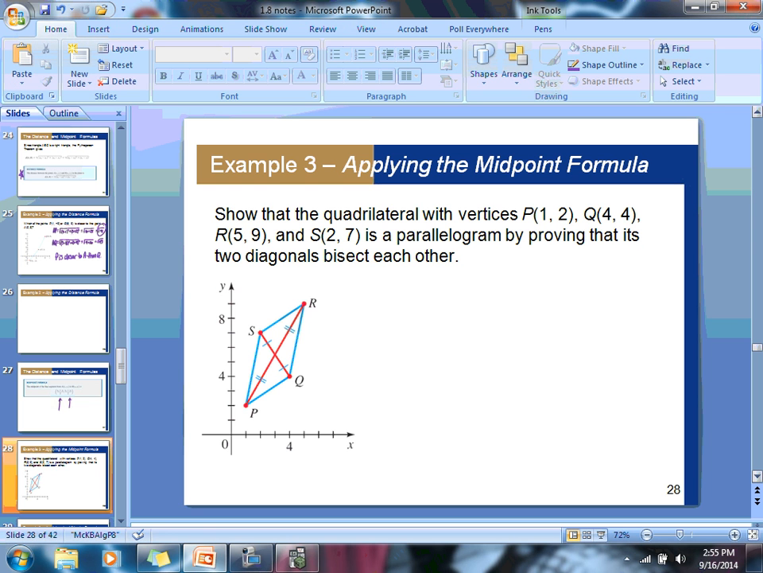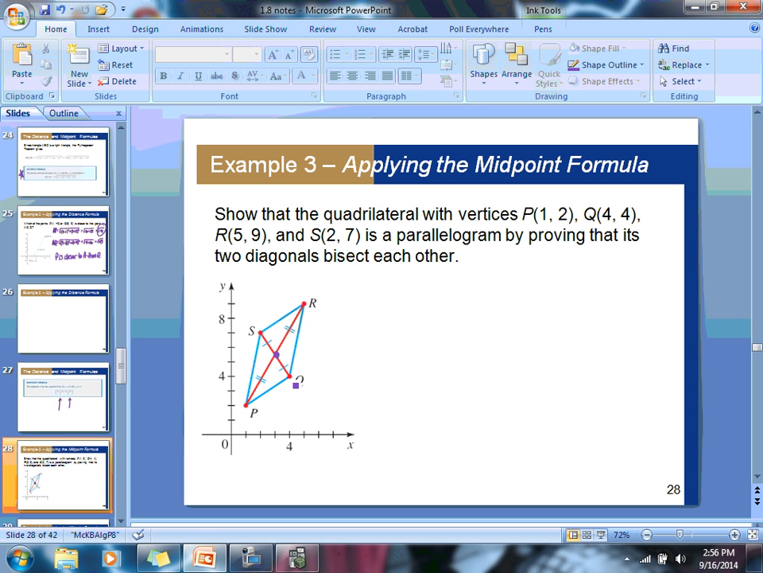We're going to show that the quadrilateral with the vertices P, Q, R, and S is a parallelogram by proving that its two diagonals bisect each other. Now, what that means is the length of R to this center point and that center point to P has to be the same as S to the center point and then that center point to Q. That's a property of a parallelogram. If a quadrilateral is a parallelogram, the diagonals bisect each other.